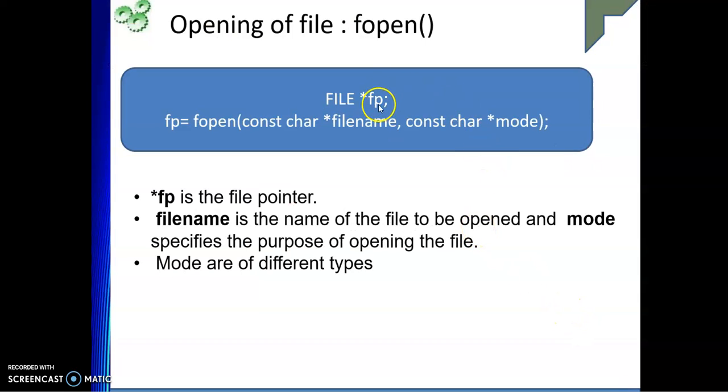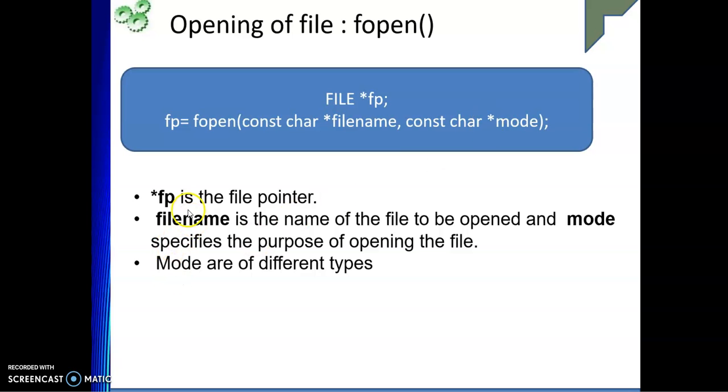So I declared a file pointer fp, and then I use this particular function, fopen, with a constant char star filename and a mode. These are the two arguments. We have to give the file name, and we have to specify whether we want to read the file, write the file, or append to the file. So this is the mode we have to specify.